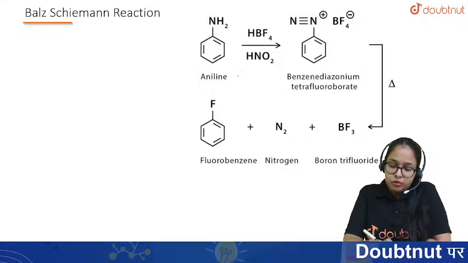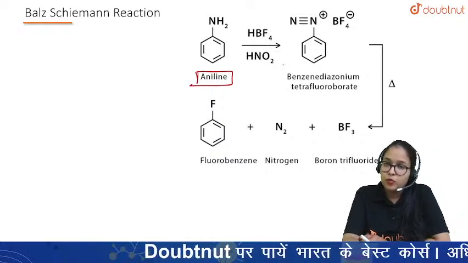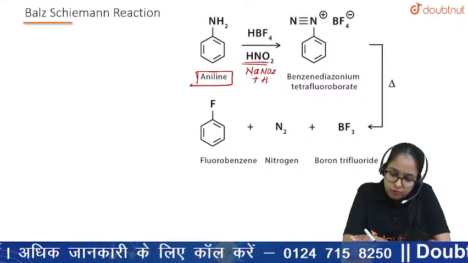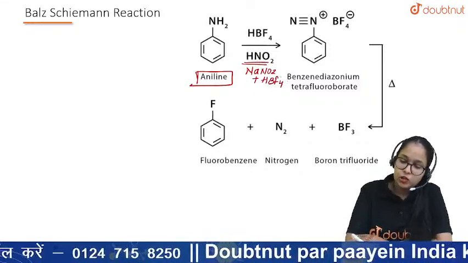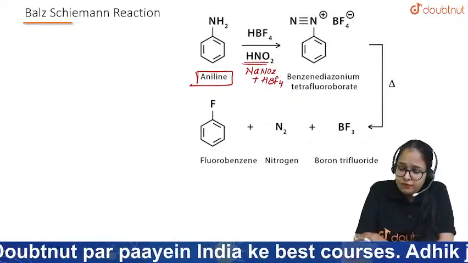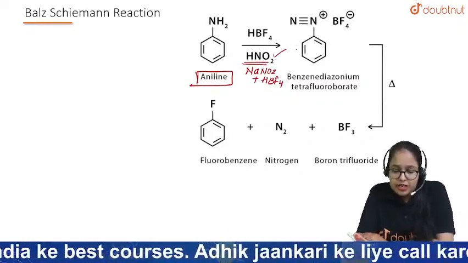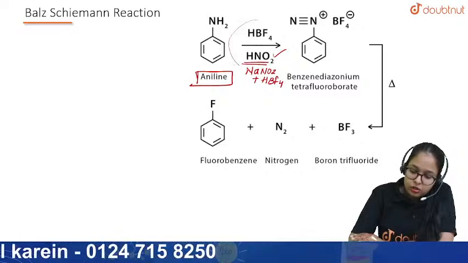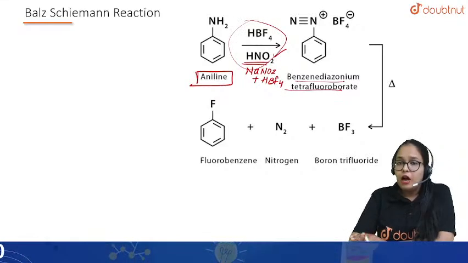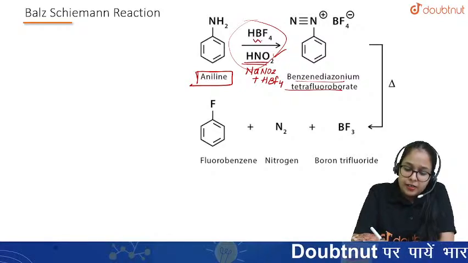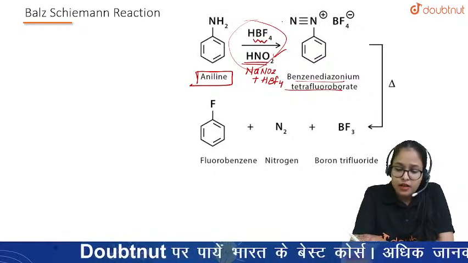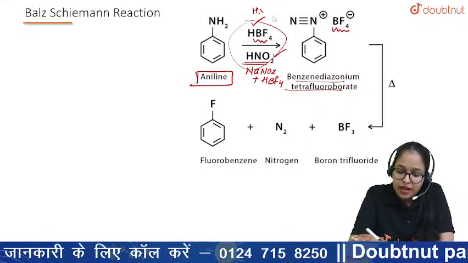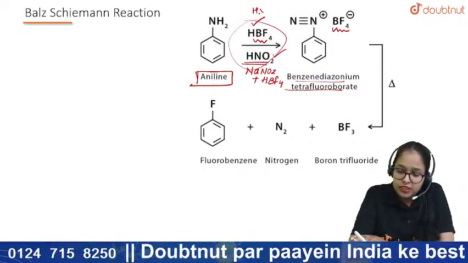The only thing you have to do is react aniline with HNO2, that is NaNO2 plus HBF4. Instead of HX, now you have to use NaNO2 plus HBF4. NaNO2 plus HBF4 forms HNO2. You can take HNO2 directly, or you can take NaNO2 plus HBF4. So this again would lead to formation of benzene diazonium. Now it is not a halide, your anion is BF4 minus. So instead of X minus, because you have not reacted HNO2 with HX, we have reacted HNO2 with HBF4. So the anion is BF4 minus.